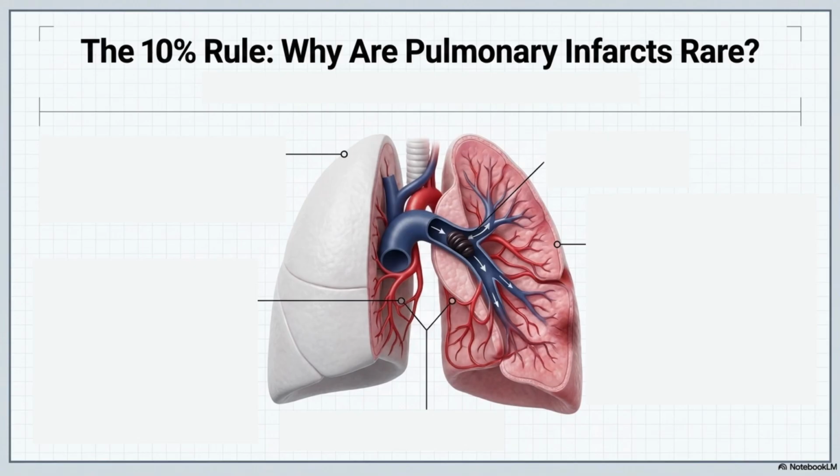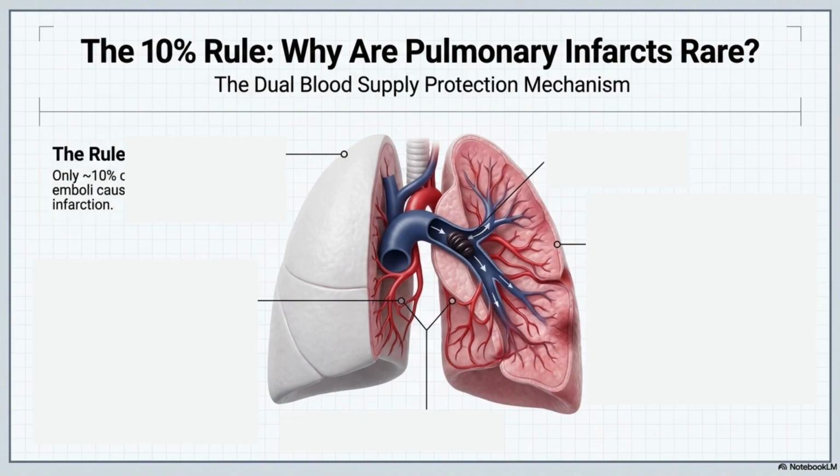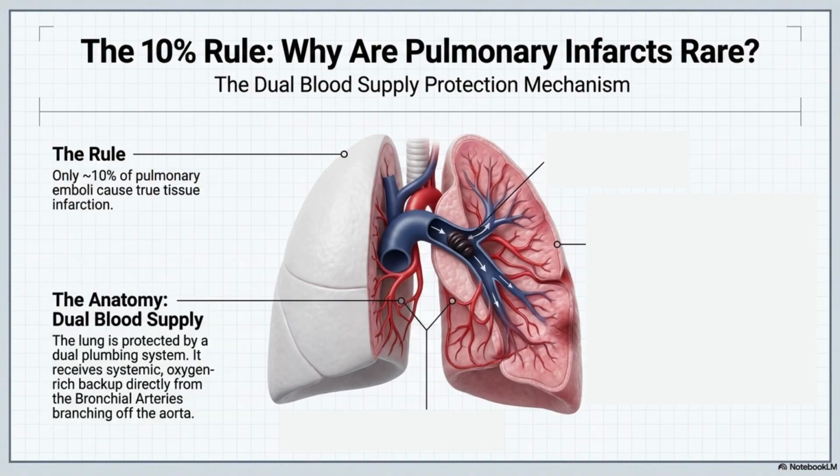Let's shift gears to the 10% rule. Why are pulmonary infarcts rare? This comes down to the dual blood supply protection mechanism. The rule is that only around 10% of pulmonary emboli cause true tissue infarction. Let's look at the anatomy of this dual blood supply.